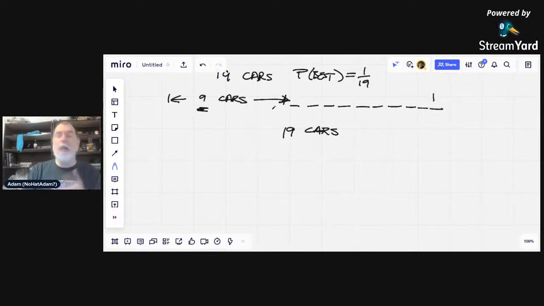Okay, so in this case, we're going to work through this. We're going to sample 9 cars. We're going to talk about the probability, and then we will figure out how to make this number the best it can be, and then we'll generalize it for N cars or N spouses or what have you. Okay, so are you with me? Any questions?